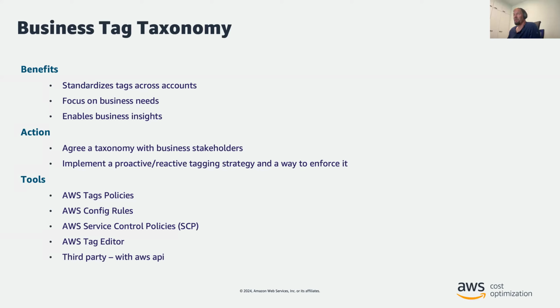There could be AWS Config rules that look into the resources: are those tags there? And then you could use a dashboard as a competition, let's say, shaming those people who haven't tagged their resources. Service control policies can also be used to enforce tagging requirements if you want to. The tag editor I talked a little bit about before.